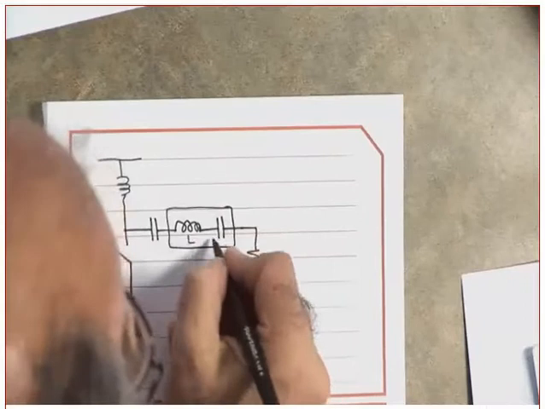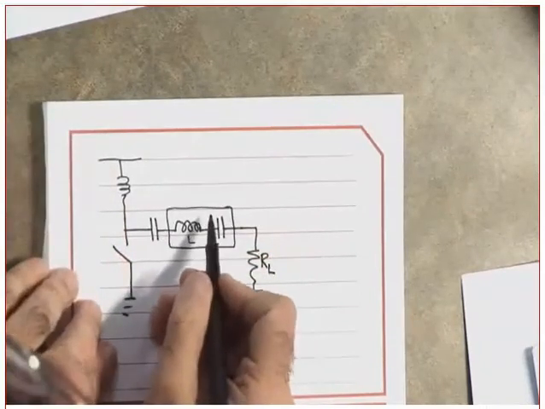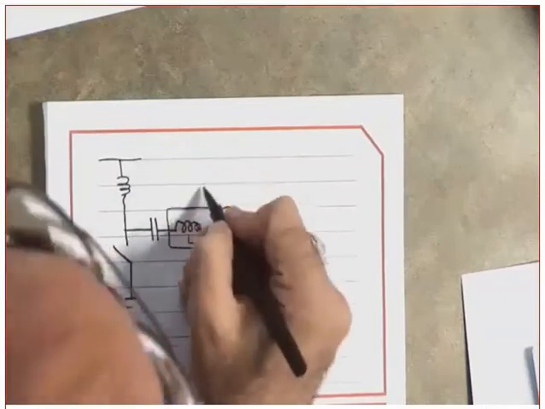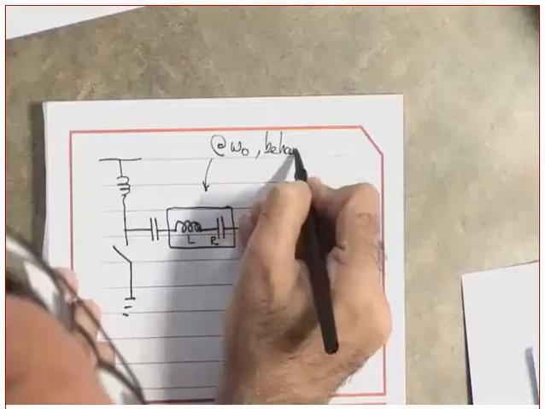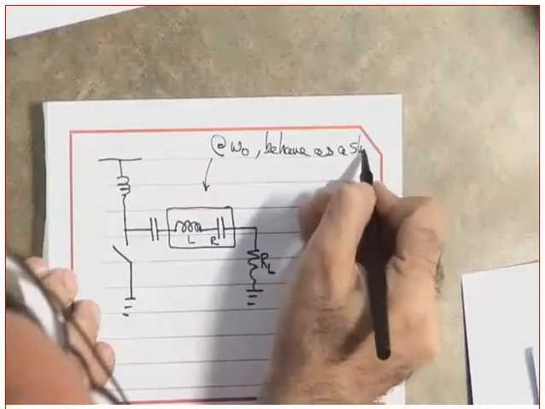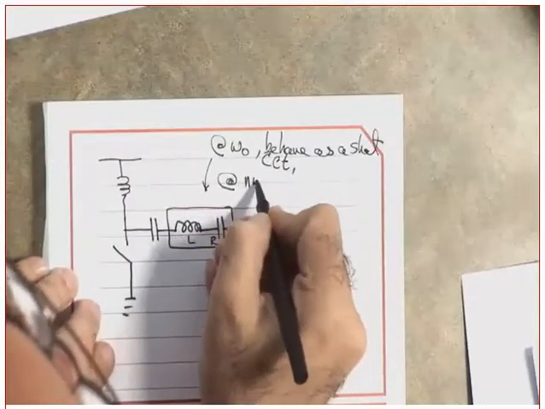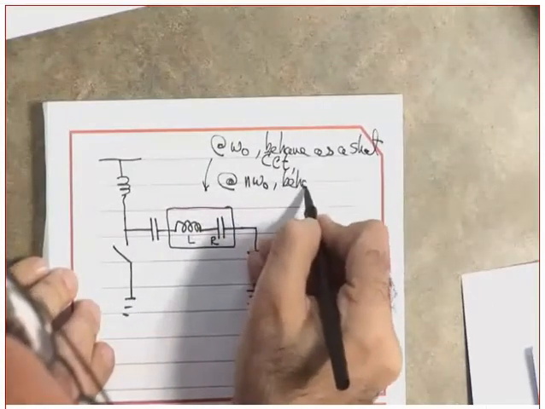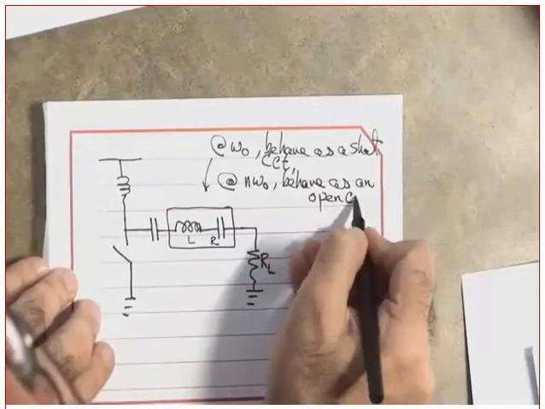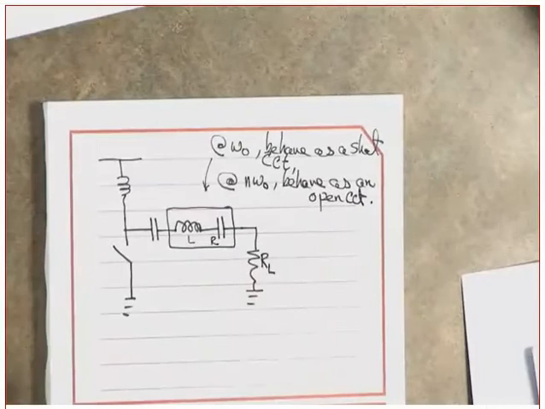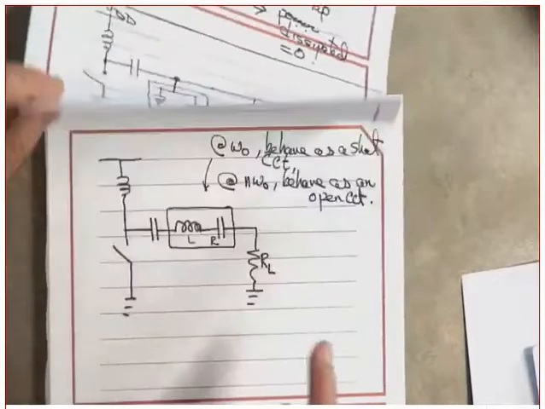And this is again the L and the R. Now, at resonance, what do I want this to behave as? At omega naught, behave as a short circuit. And at n omega naught, behave as what? Clear? Now, answer me the following question. What is the difference between the two?